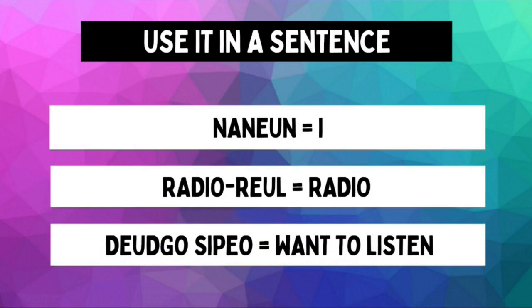So the first part is 나는. This is very common on our examples, and I hope we already know that means I. The second part of this sentence is 라디오를. 라디오를 means radio. And the 를 part is just added to indicate that this is the subject of the sentence. And the last part of the sentence is 듣고 싶어. 듣고 싶어 means want to listen. Again, want to listen.